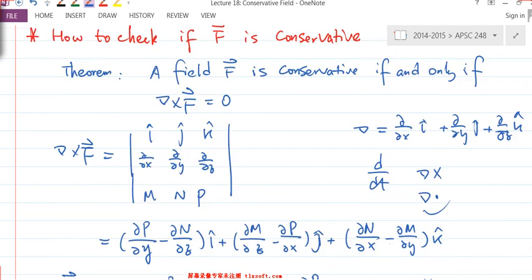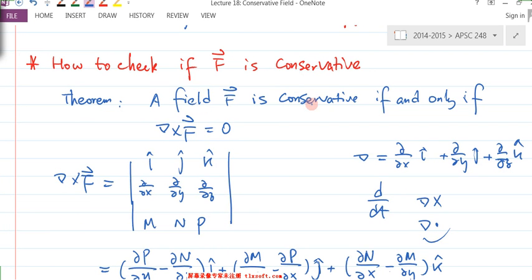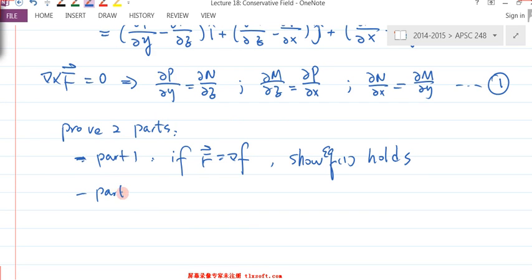So the idea is, if f is conservative, then we need to show that this is 0. If this is 0, then we need to show that f is conservative. If we can prove these 2 logics back and forth, then we prove this theorem. That makes sense? I'm not going to prove this one here, but basically that's the idea. So part 2 is if the del cross f equals 0, we need to show that this f is conservative.